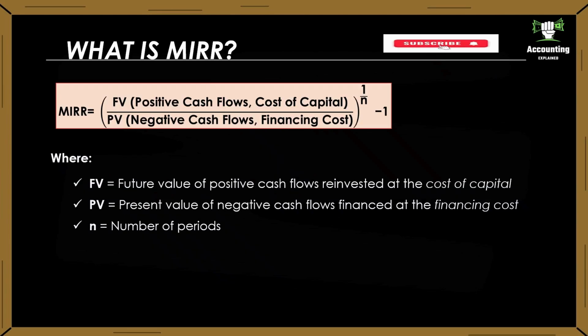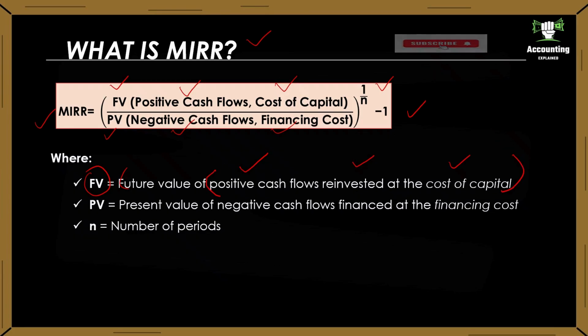Formula for MIRR. MIRR is equal to future value of positive cash flows at the cost of capital rate divided by PV of negative cash flows at the financing cost, to the whole power 1 by n, minus 1. Here FV is the future value of positive cash flows reinvested at the cost of capital or the required rate of return. Now we are going to find out the future value of the positive cash flows, that is your returns or profits which you are going to get periodically from the project. For that you are going to find out the future value at the cost of capital rate.